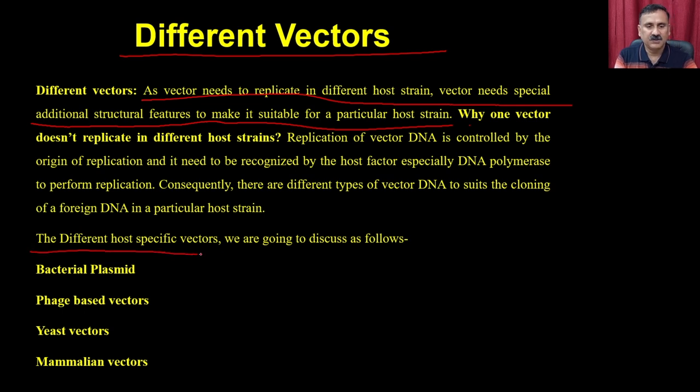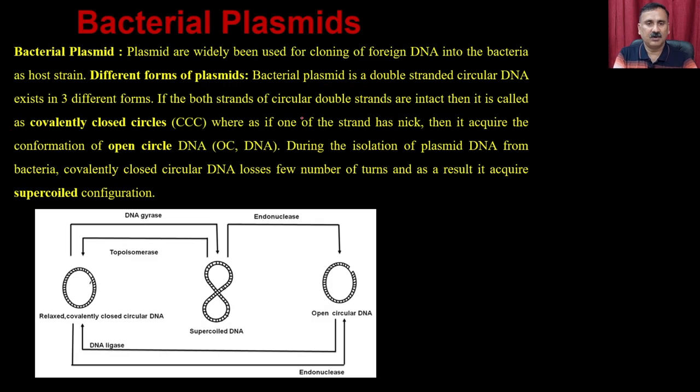So the different host strains we are going to discuss are as follows. We are going to discuss the bacterial plasmid, phage-based vectors, yeast vectors, and then also the mammalian vectors. So let's first talk about the bacterial vector or bacterial plasmid.